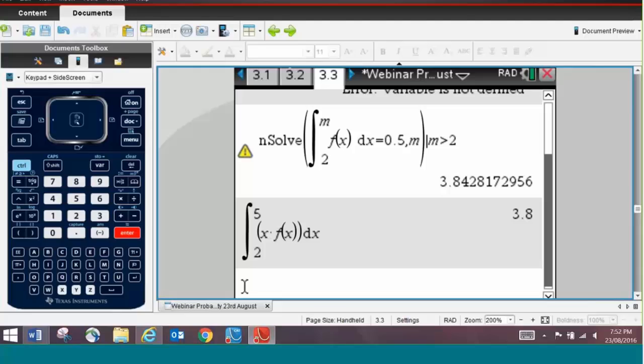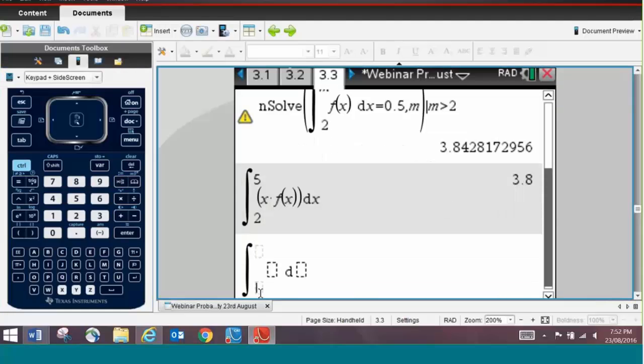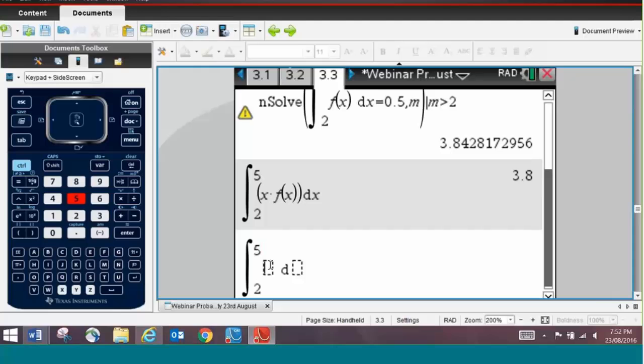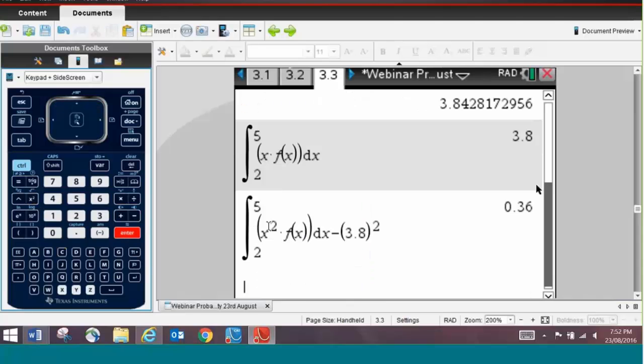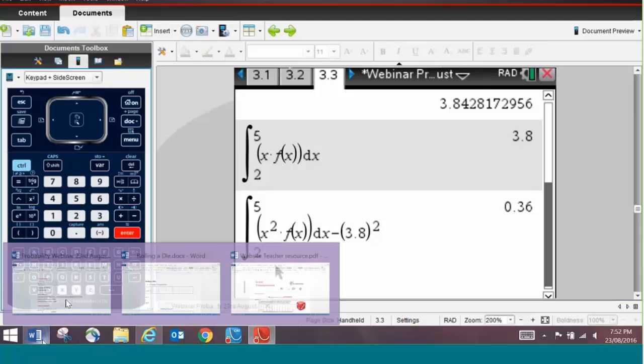And if I wanted to do the variance, from 2 to 5, then I need x squared times f of x, and I need to take away the mean squared. And so I find the variance is 0.36, and I can take the square root of that to get the standard deviation.